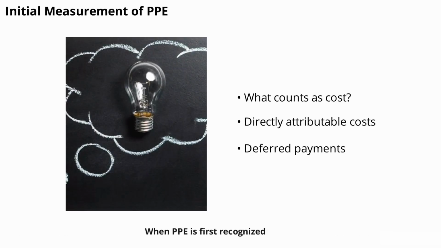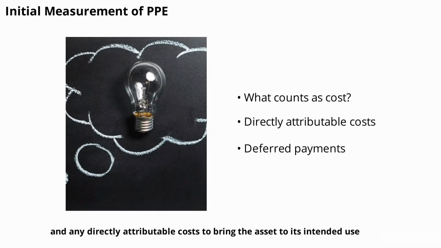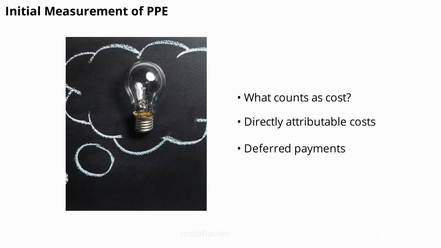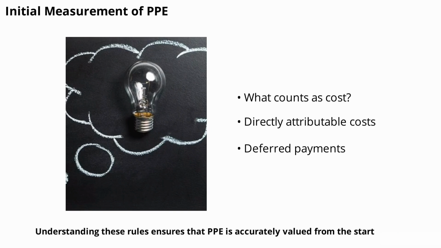When PPE is first recognized, it's measured at cost. This includes the purchase price, import duties, non-refundable taxes, and any directly attributable costs to bring the asset to its intended use. For example, delivery, installation, and testing costs are included, while administrative and training costs are not. If payment is deferred, the present value of future payments is used. In cases of asset exchange, the fair value of the asset given up is used for measurement. Understanding these rules ensures that PPE is accurately valued from the start.